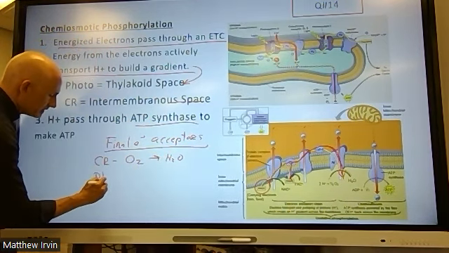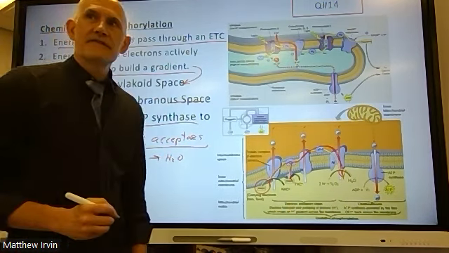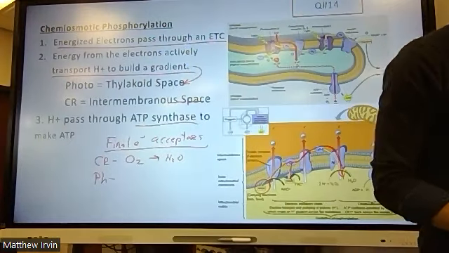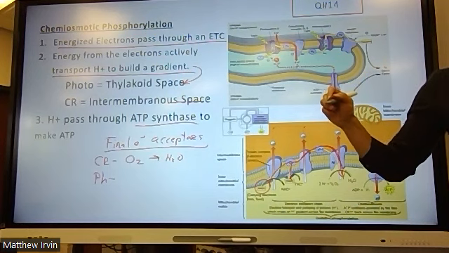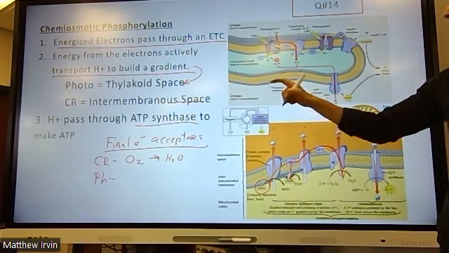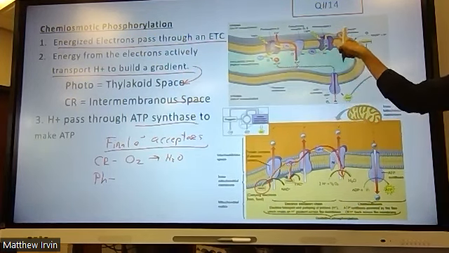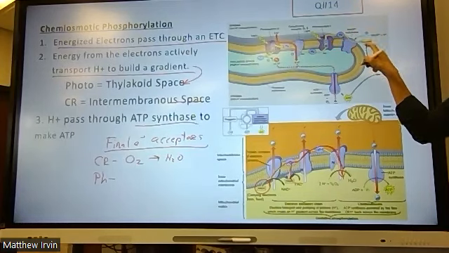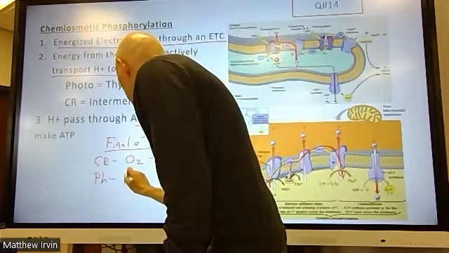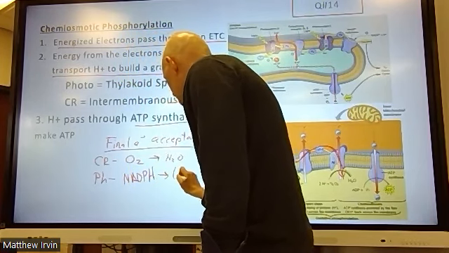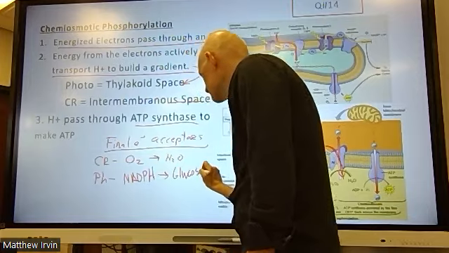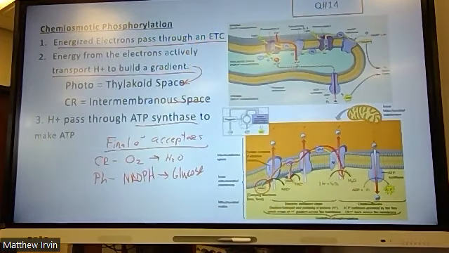And then in photosynthesis, what is the final electron acceptor? In photosynthesis, we start with water. Where do the electrons end up? NADPH. And then ultimately, they're going to end up in glucose because NADPH transfers them to the glucose, or an organic molecule, as it sometimes puts.